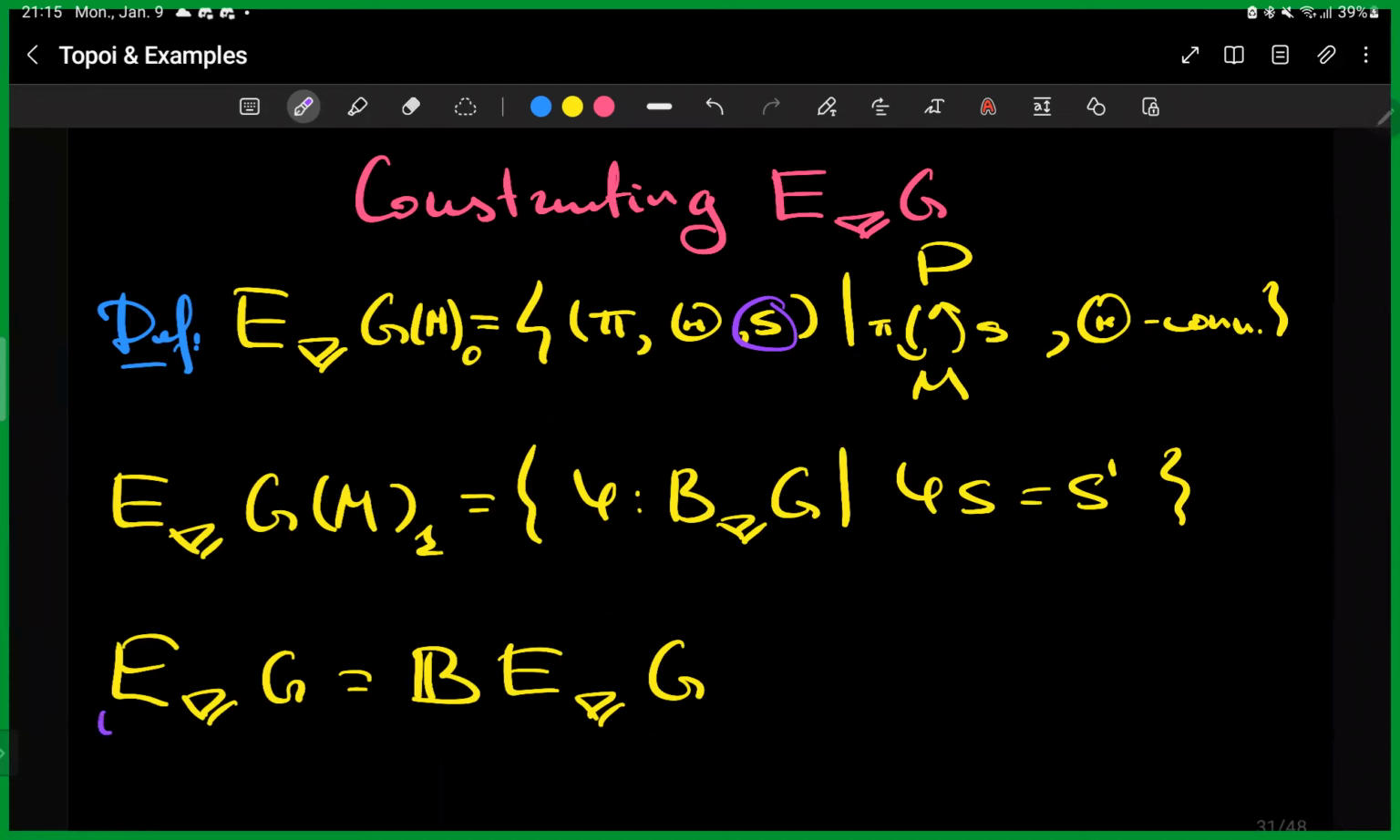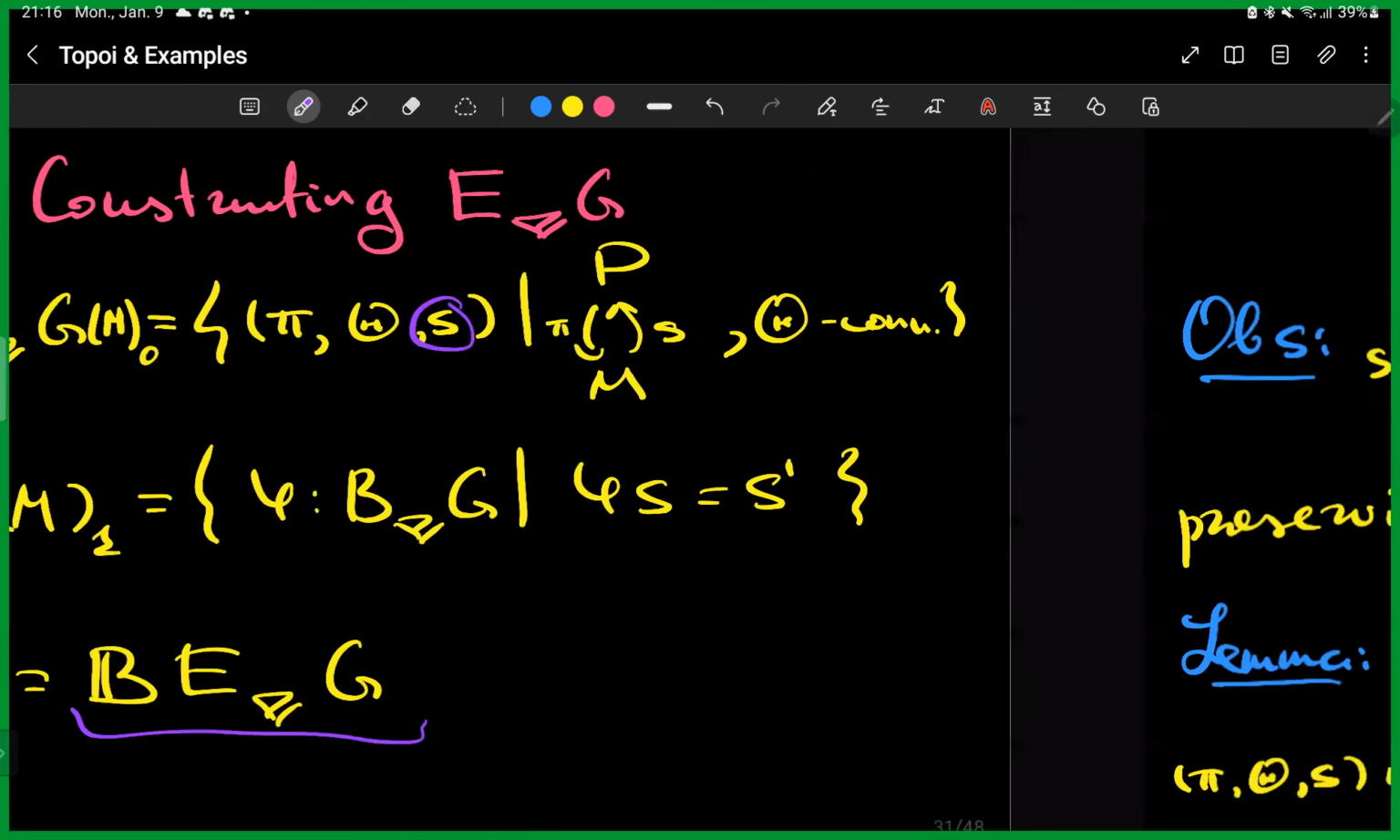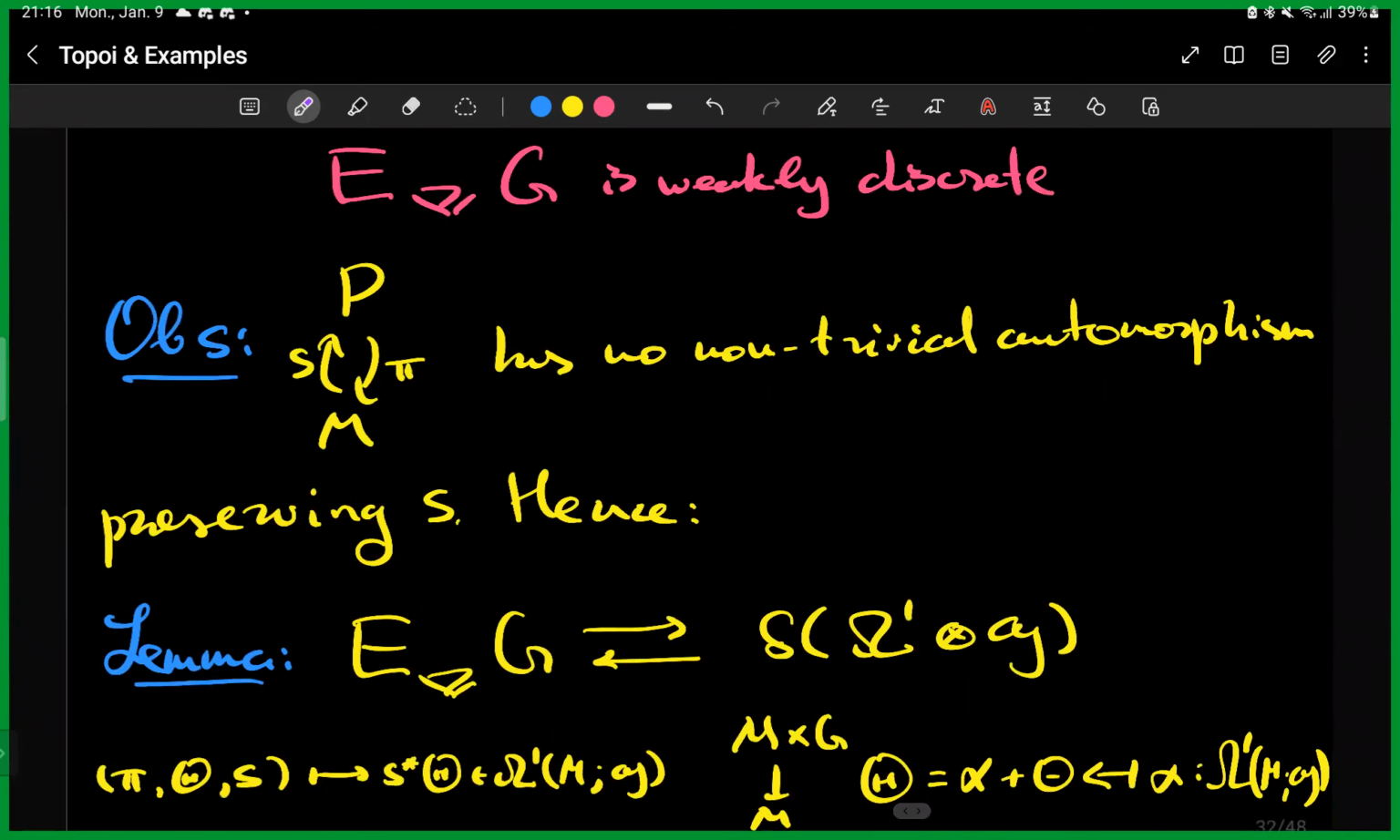And then we say that the simplicial presheaf is the classifying space of this groupoid. Once again, I use notation and identify the classifying space of a groupoid, or the nerve, with the groupoid itself. Okay. So as it turns out, this classifying presheaf, this universal bundle over the classifying presheaf, is weakly discrete. What does it mean? Well, it's equivalent to a discrete simplicial presheaf.